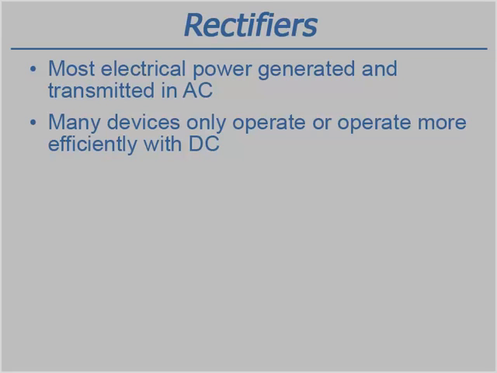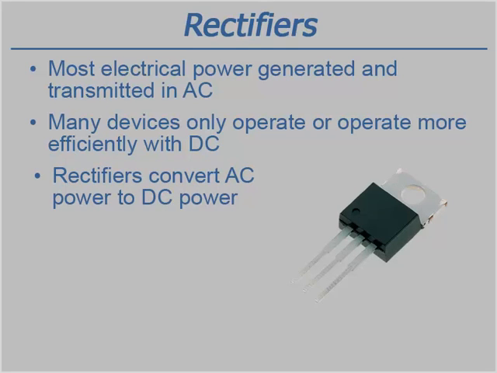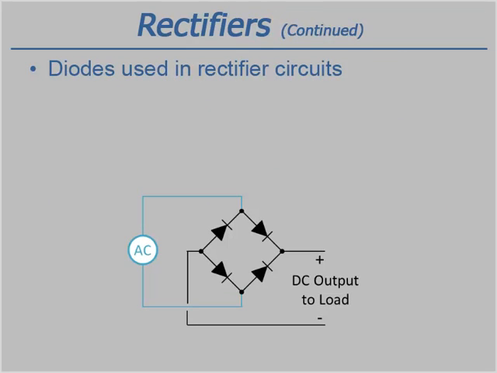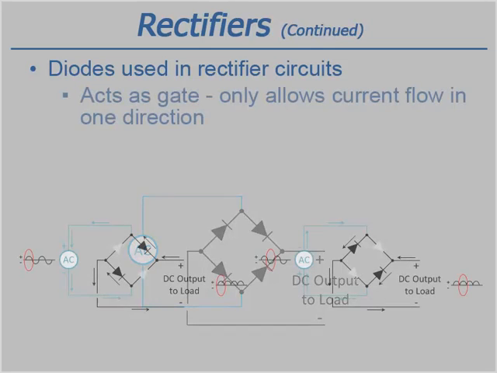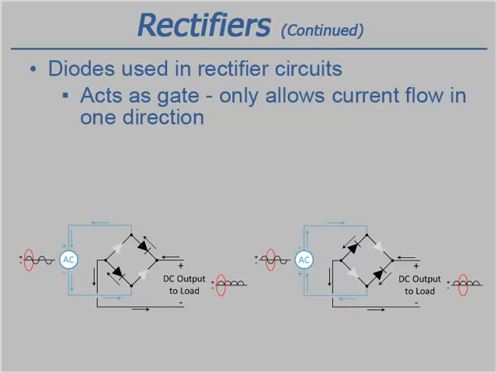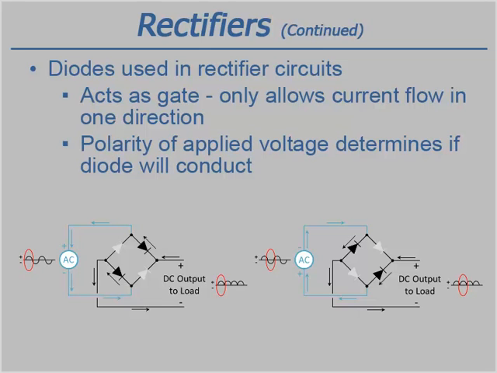If we are to operate these devices from ordinary AC outlet receptacles, they must be equipped with rectifier units to convert AC to DC. In order to accomplish this, we use diodes and rectifier circuits to convert AC power to DC. The most common type of solid-state diode rectifier is made of silicon. The diode acts as a gate, which allows current to pass in one direction and blocks current in the other direction. The polarity of the applied voltage determines if the diode will conduct.